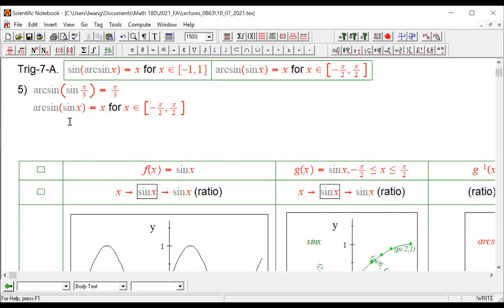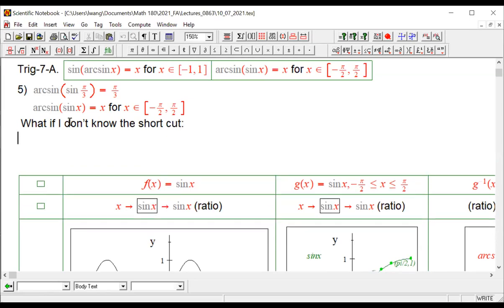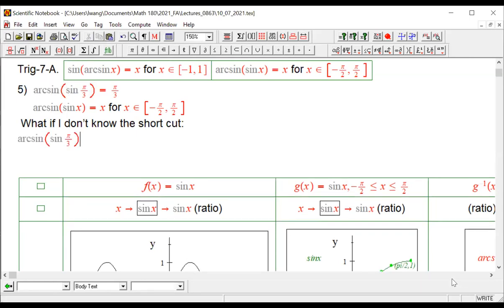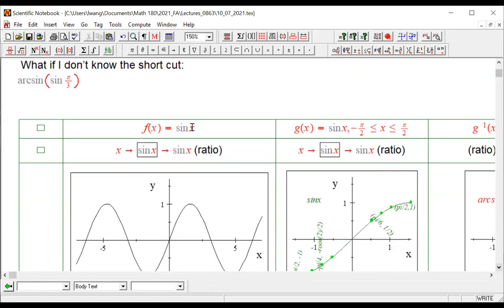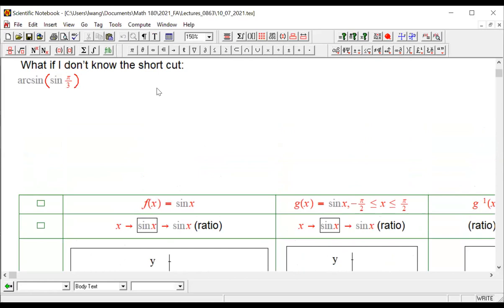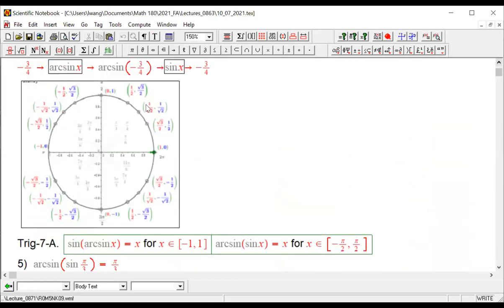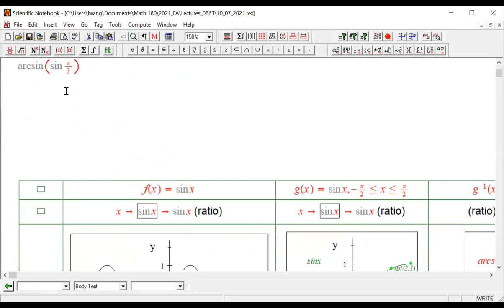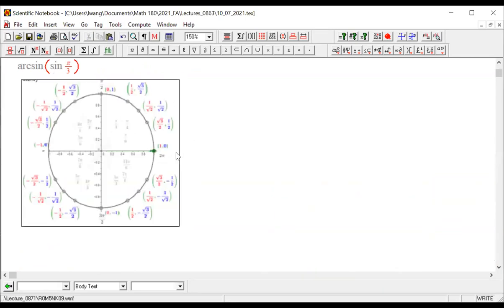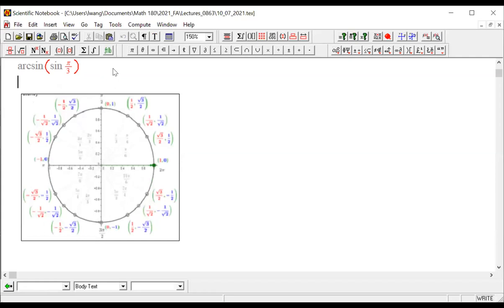Okay, but what if I don't know the shortcut? Right, we love shortcuts, but we don't always remember the shortcut, right? What if we don't know the shortcut? If you don't know the shortcut, you should know ARD. If we don't know the shortcut, let's look at the ARD. Right? So what does that mean?